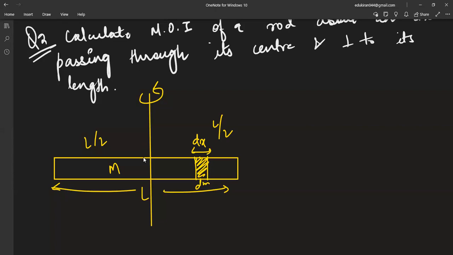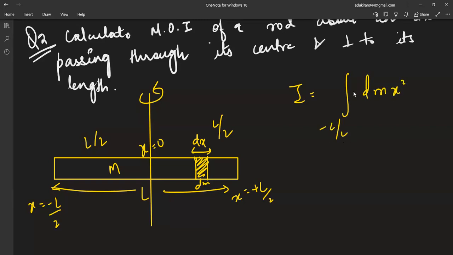So if this is my axis, remember Harsh, I told you in the last class, take the axis as the origin. So this becomes 0. So this becomes plus L by 2, and this becomes minus L by 2. This is clear? Axis origin, plus minus. See, the actual formula of this will become the integral of dm x square from minus L by 2 to plus L by 2.